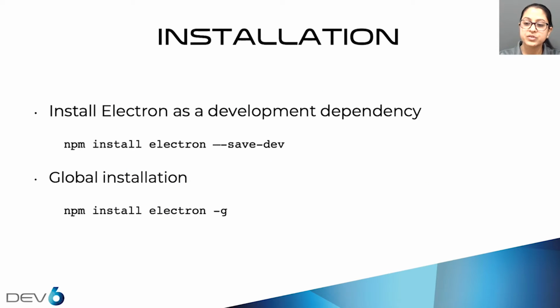And here we come to the installation part. Installing Electron is super easy. It's just, as I say, an npm line away. So you just do npm install electron --save-dev, and there you go. You can start creating your Electron desktop app. It's super easy, right? And you can obviously do a global installation for the same by using the -g flag. And that's it. Installation is done for Electron.